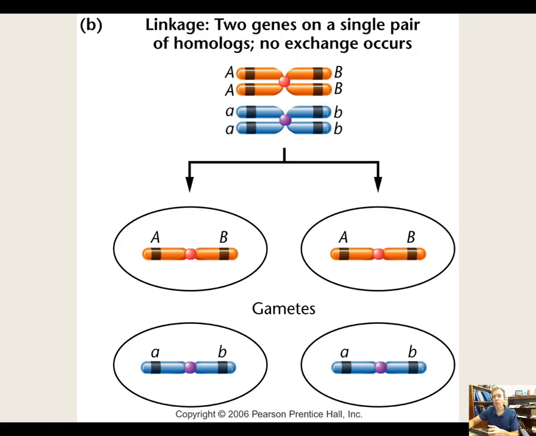Here's what he envisioned. The orange chromosome here would have the big A and big B alleles, and they would make gametes that would only have big A, big B. The chromosome here, little a, little b, would be present, and again would make gametes with little a, little b. We call these parental gametes.